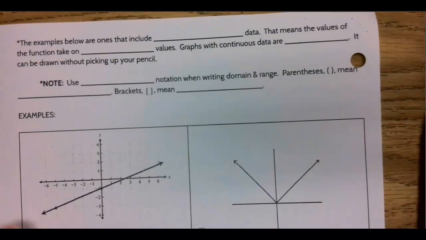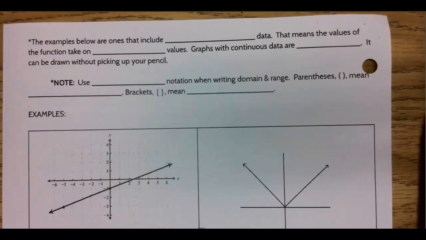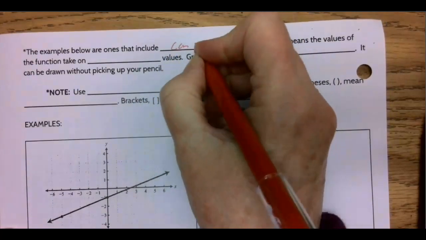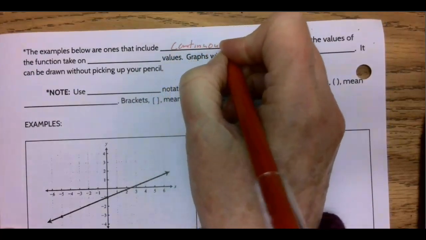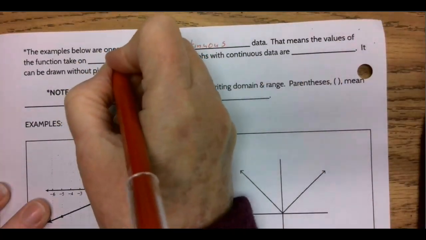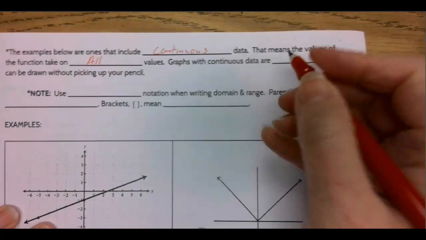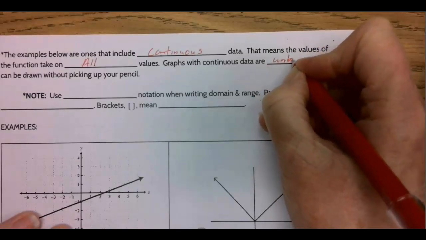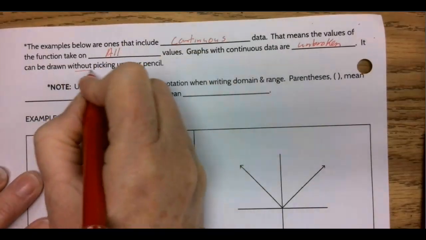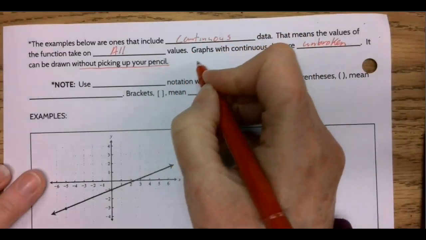Now on the back, the examples below that we're going to see here, these are all continuous data. That means that the values of the function take on all values. Graphs with continuous functions are unbroken, meaning it's not just dots. It can be drawn without picking up your pencil. Now, you're going to a lot of times pick up your pencil, but it could be one continuous graph.